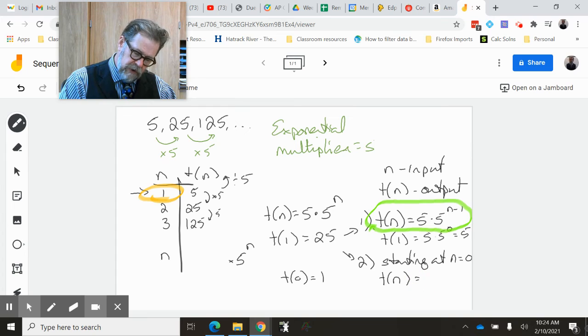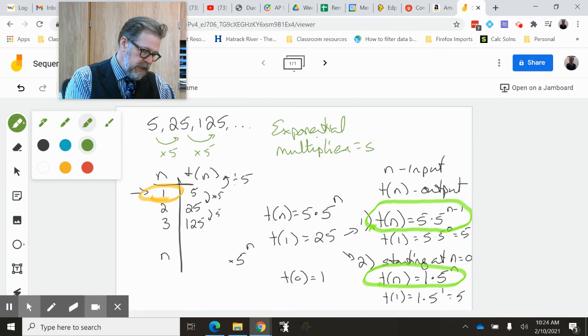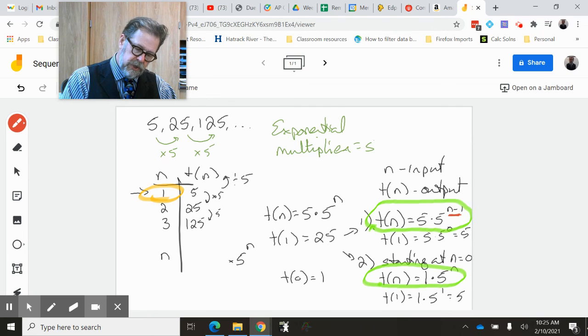And so then my function would be 1 times 5 to the n. And again, if I plug in n equals 1, t of 1 equals 1 times 5 to the 1, but anything to the 1 is, yep, that's 5. Check, that one works as well. Either of these is an acceptable way to do it. The differences are that this one has n minus 1 because I'm starting when n equals 1, and this one has n because I'm starting at n equals 0.